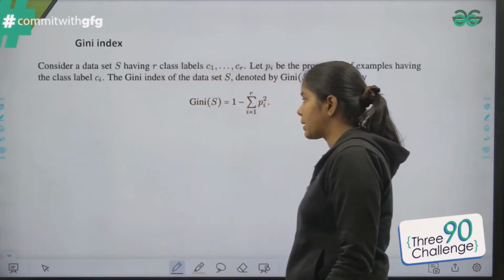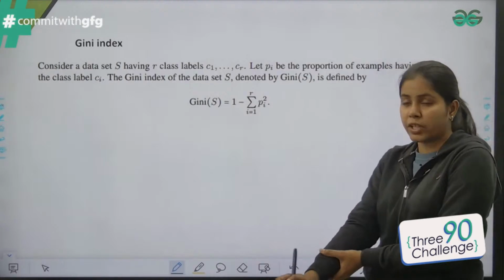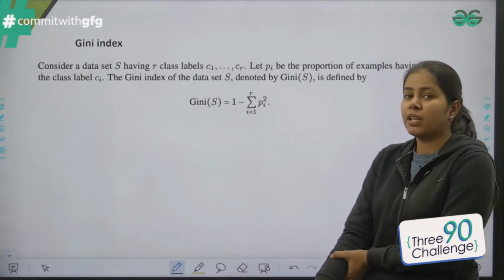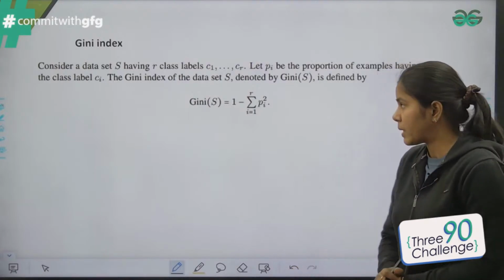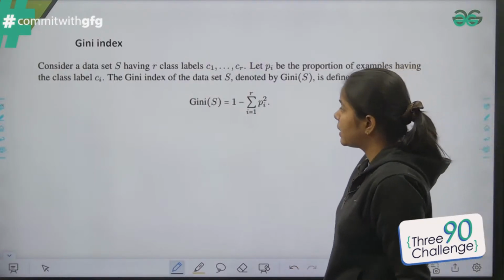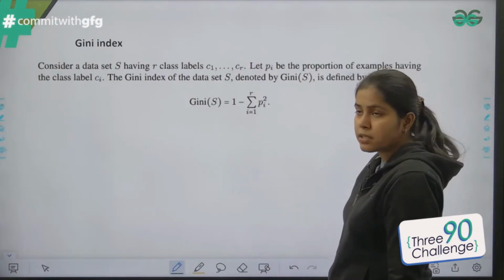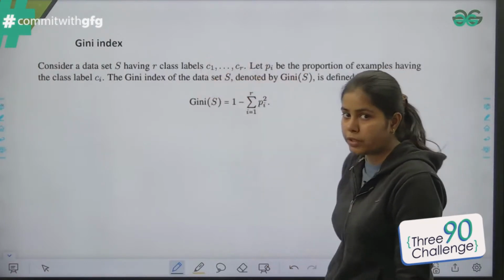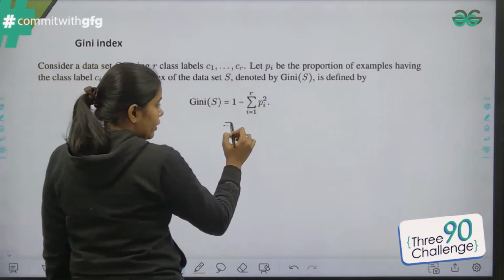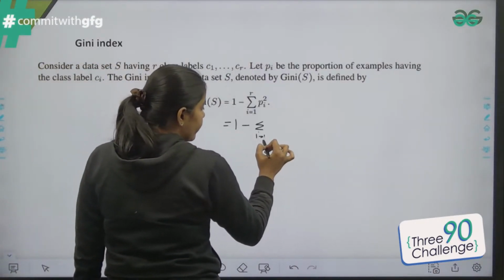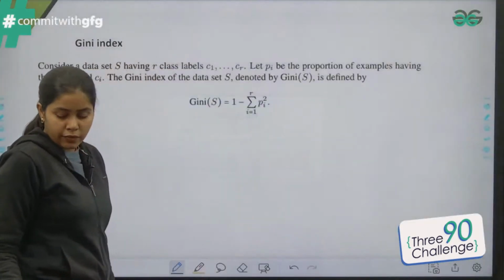One is Gini index. With Gini index, we have less computation. But if I talk about which one is more precise, information gain is more precise. So Gini index says to consider a data set as having R classes, C1 to CR. First we'll find the Gini index of S, like we found the entropy of S. In Gini index we do not use a logarithmic function; we directly find 1 minus the summation, i varying from 1 to r, of pi square, right? So pi is the probability for each class.